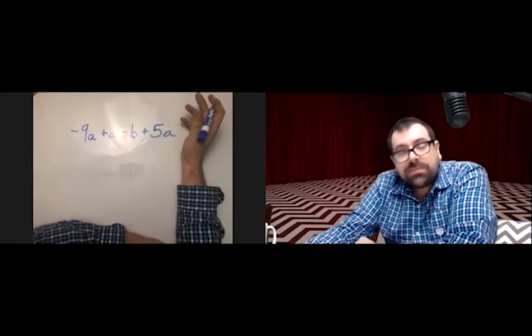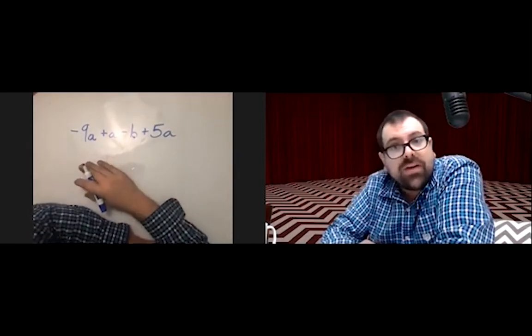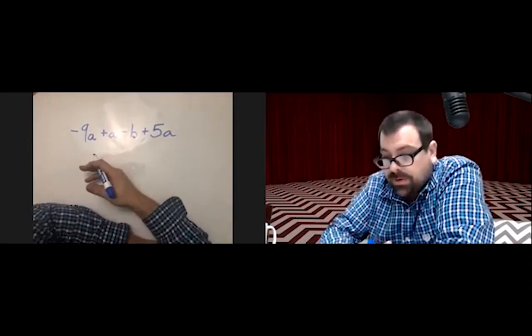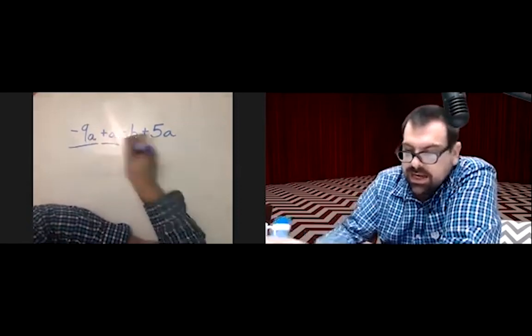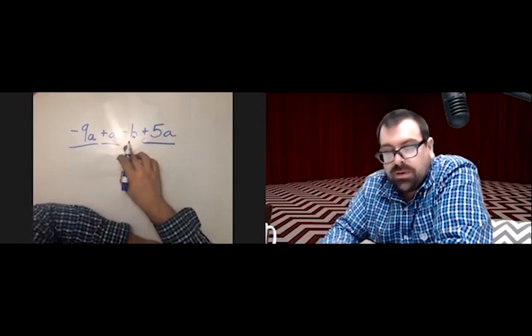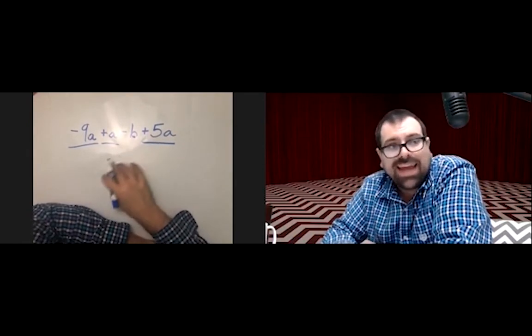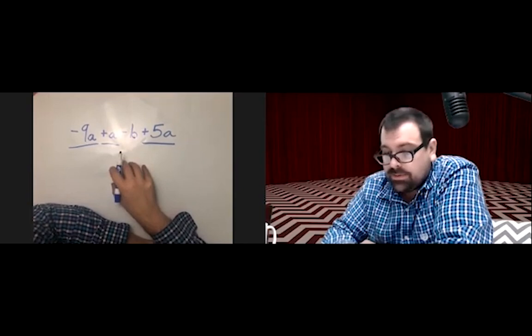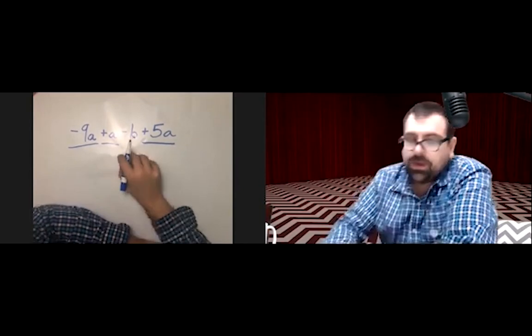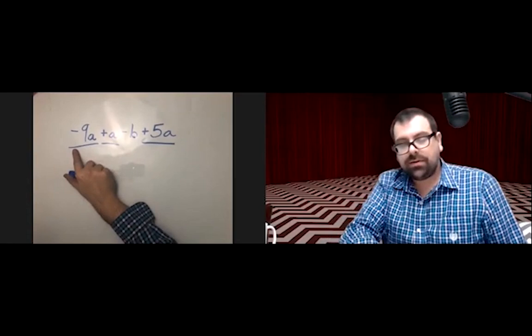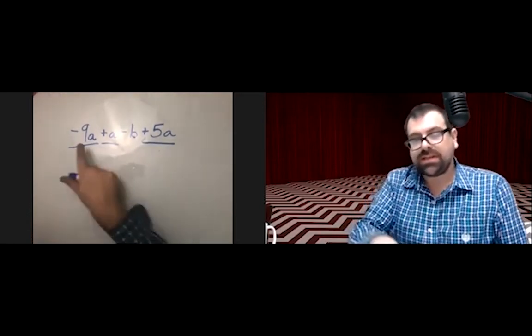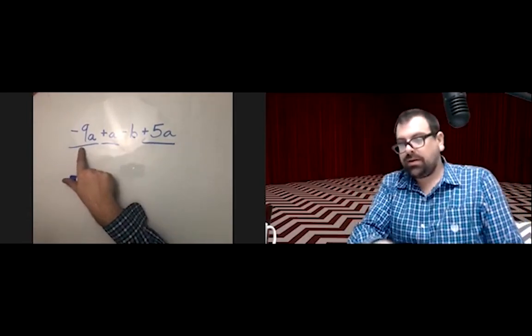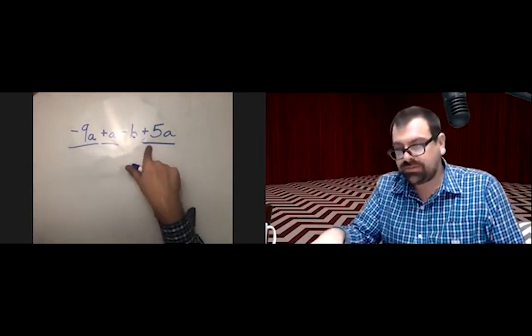Remember that like terms have the same variable raised to the same power. So we can take this a term, and this a term, and we can combine those. But this b term cannot be combined with them. Remember that the sign in front of the coefficient goes with the term. So that's why this is a negative 9 and why this is a plus 5.